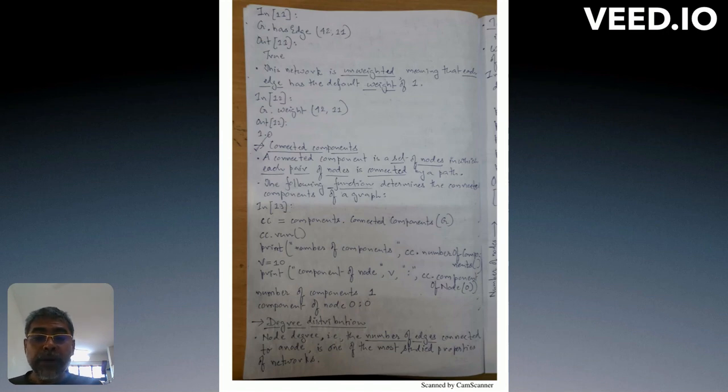The network is unweighted, meaning that each edge has a default weight of 1. So if you call the function g.weight, it gives you the value 1.